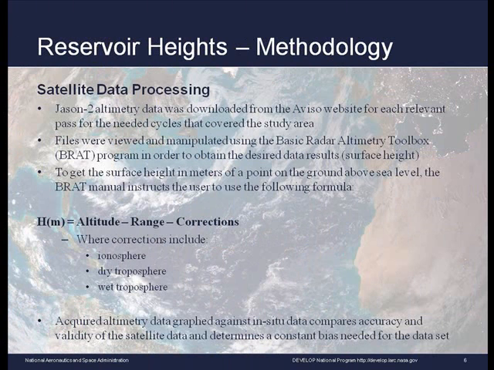Processed satellite data from JASON-2 was downloaded from the Aviso website for each relevant pass for the needed cycles that covered the study area. Files were viewed and manipulated using the BRAT, or Basic Radar Altimetry Toolbox, program in order to obtain the desired data results, or surface height.